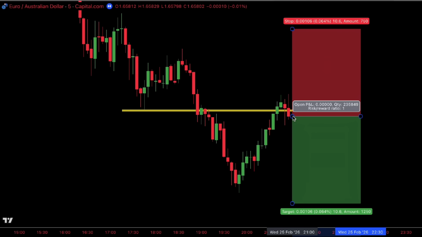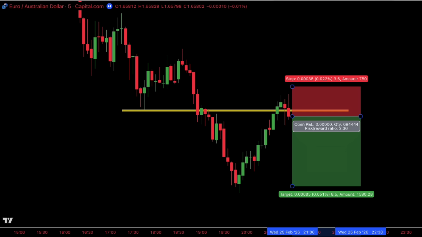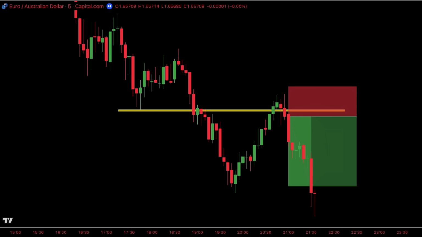Now we go back to the 5-minute time frame to execute the trade. We enter at the close of the signal candle, place our stop loss just above the resistance level to protect our position, and set our target at least twice the risk we are taking, ensuring a minimum risk-to-reward ratio of 2-to-1. And as you can see, after entering the trade, the market continues moving downward and reaches the target. This is how the TLS method works.